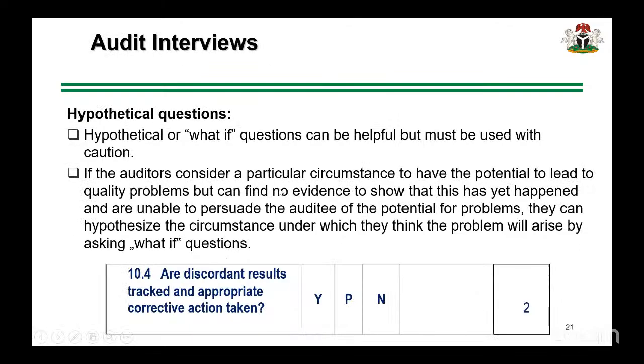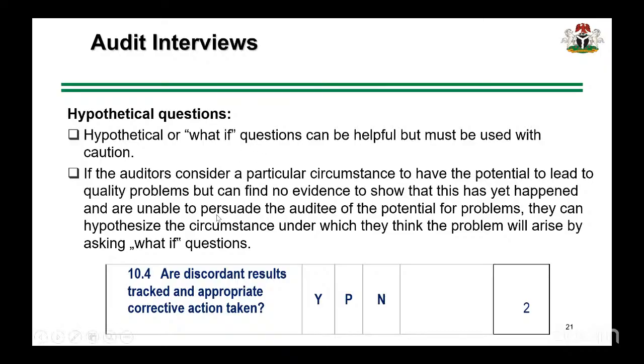So, audit questions: we have open-ended, I've talked about closed-ended, and now we're talking about hypothetical questions. A hypothetical or what-if question can be helpful but must be used with caution. If the auditors consider a particular circumstance to have the potential to lead to a quality problem, but can find no evidence that this has yet happened, and are unable to persuade the auditee of the potential for a problem, they can hypothesize the circumstances under which they think the problem will arise by asking "what if."